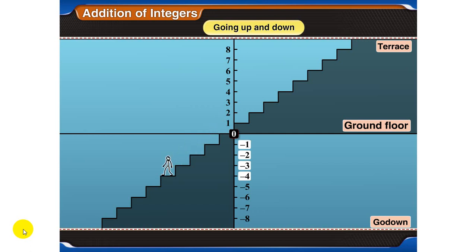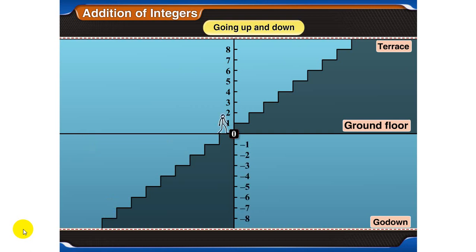B. Go 4 steps down from the ground floor. It represents -4. C. Go 5 steps up from the ground floor and then go 3 steps up further from there. It represents +5 plus +3, that is equal to +8. D. Go 6 steps down from the ground floor and then go down further 2 steps. It represents -6 plus -2, that is equal to -8.